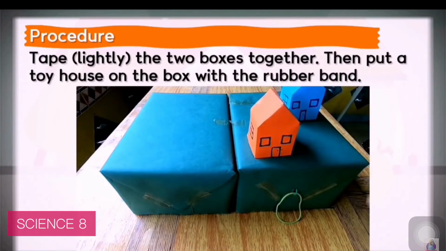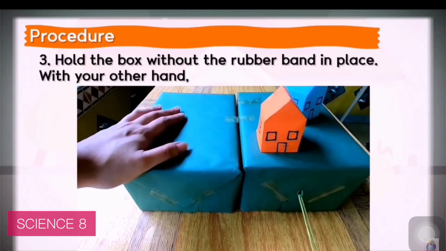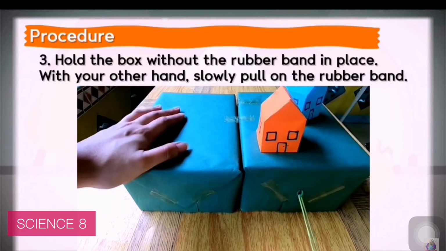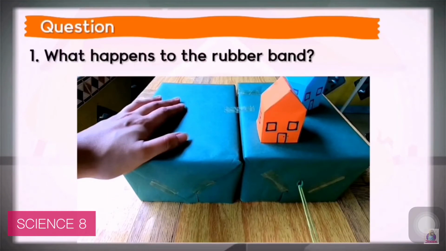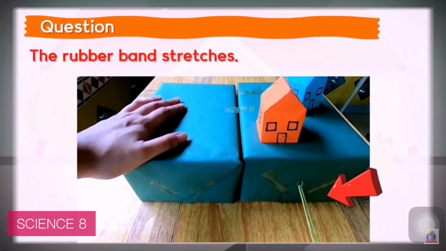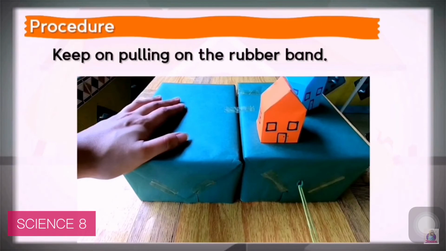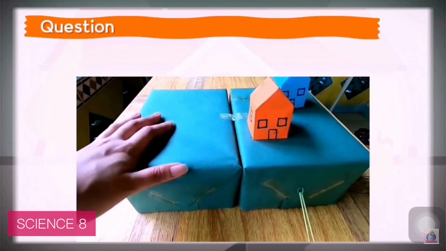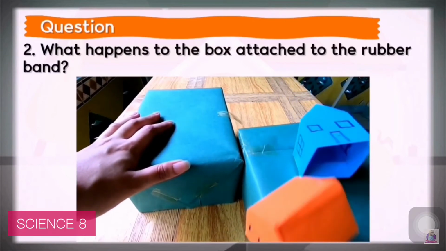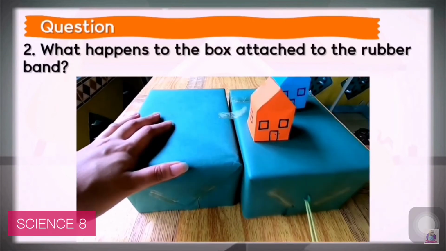Then put a toy house on the box with the rubber band. Hold the box without the rubber band in place. With your other hand, slowly pull on the rubber band. Question: what happened to the rubber band? You are correct. The rubber band stretches. Keep on pulling on the rubber band. What happens to the box attached to the rubber band?